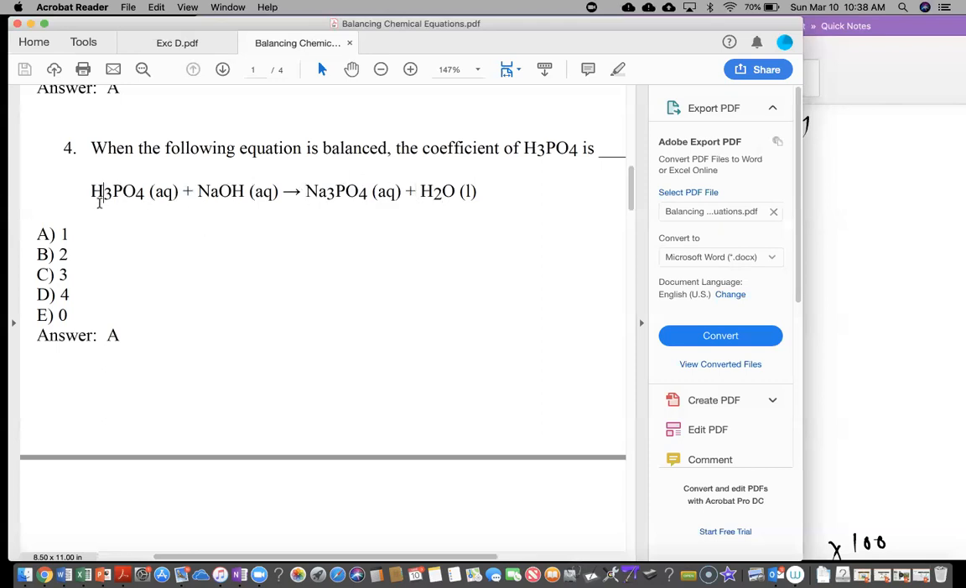So it's asking for H3PO4. It just stayed 1. So you'll never have to change the acid, unless this was not sodium hydroxide but maybe aluminum hydroxide, because aluminum hydroxide is Al(OH)3. That problem is different, okay?